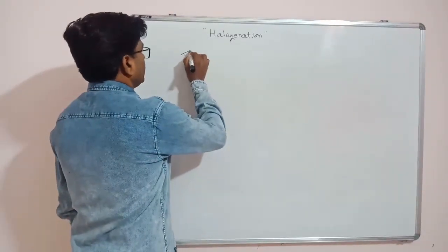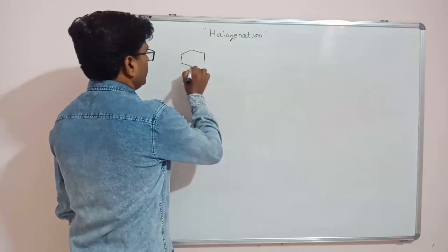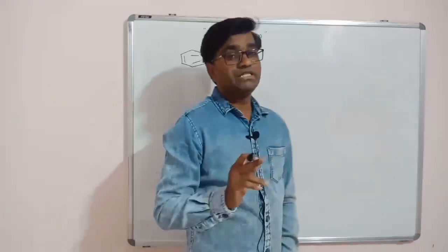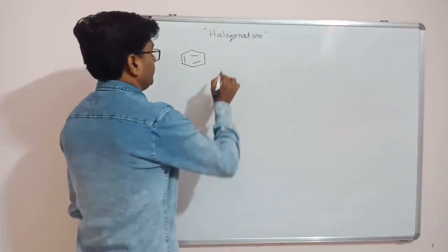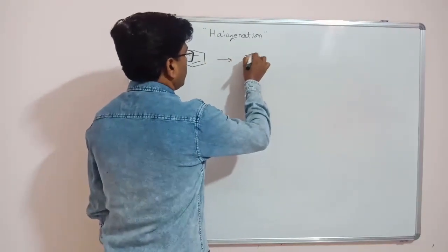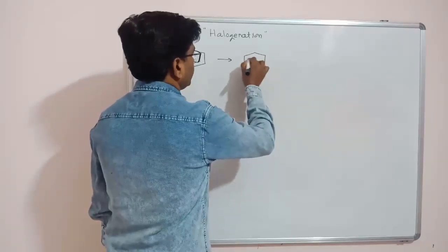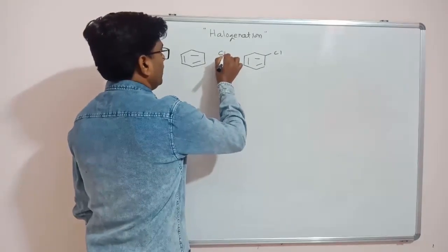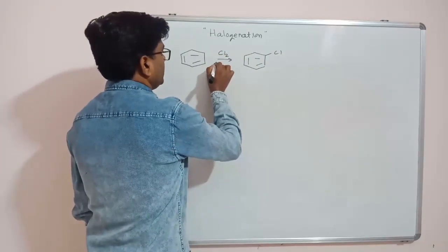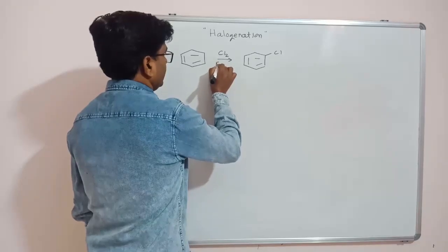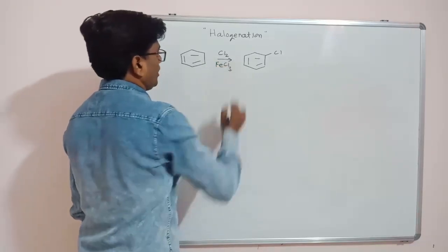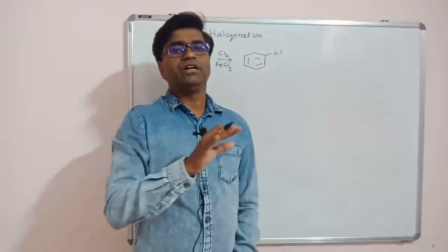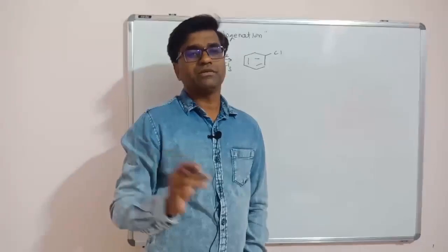Halogenation is a reaction where one or more hydrogens of the benzene ring are replaced by halogen. Suppose one hydrogen is replaced by halogen. The reagent is halogen plus a Lewis acid as a catalyst, like FeCl3. These types of reactions are called halogenation reactions in electrophilic aromatic substitution.